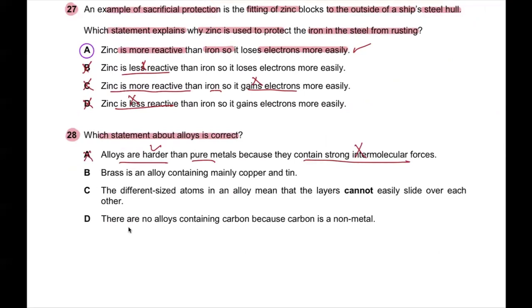So A goes wrong. Brass is an alloy containing mainly copper and tin. I think it's copper and zinc that you need to remember. So B goes wrong. So that is the memory testing over here as well.